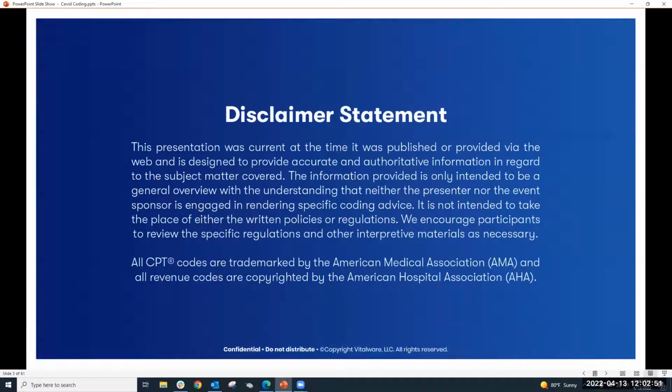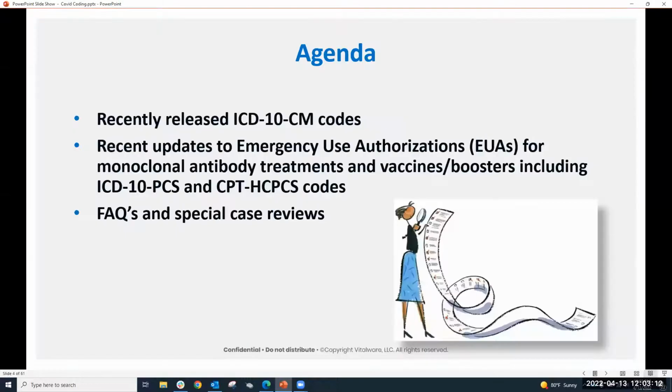So here's our disclaimer statement, and this is just saying that this is intended to be a general overview, and it is current at the time of this presentation, but this information, especially with COVID, changes daily. So if you're watching this recording after the live recording, you may want to just verify that it's still up to date at the time that you watch it.